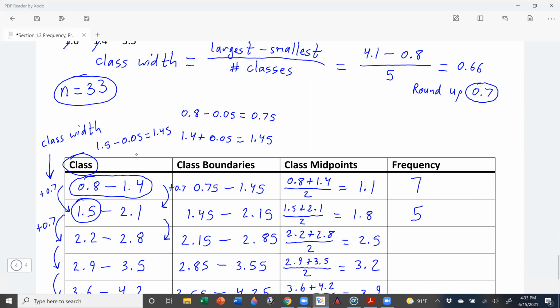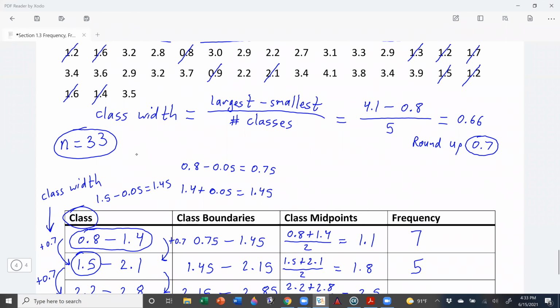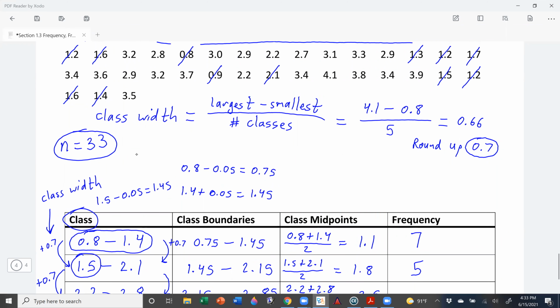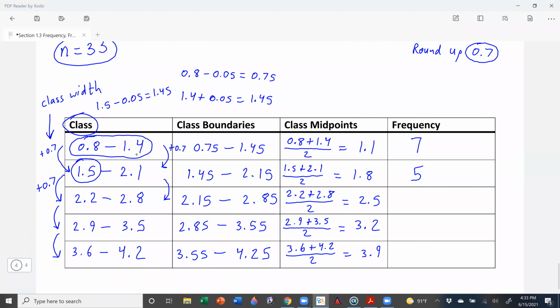Now I'm going to do everything that's in between 2.2 and 2.8. Okay, so here we go. 2.2 to 2.8. 1, 2, 3, 4. And that's it. I got 4.